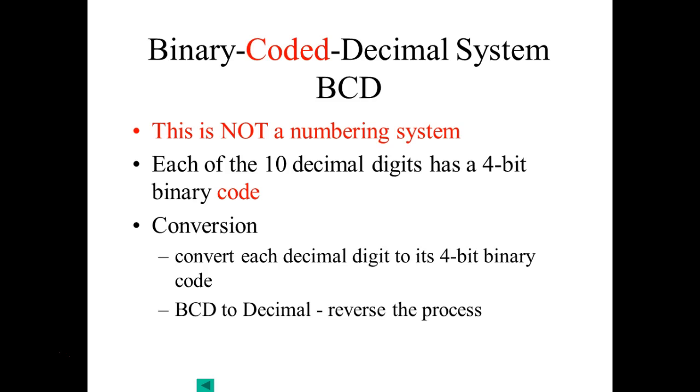So what we do, and I guarantee you somebody in this class is going to try to go from decimal to binary, and what they're going to be doing is going from decimal to BCD. BCD is not a numbering system, it is a code. You cannot go from decimal to binary without subtraction. Everybody understand that?